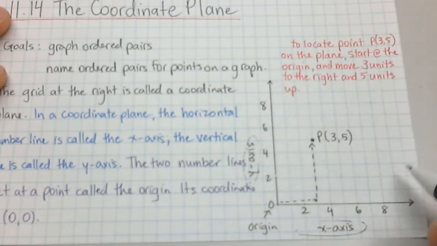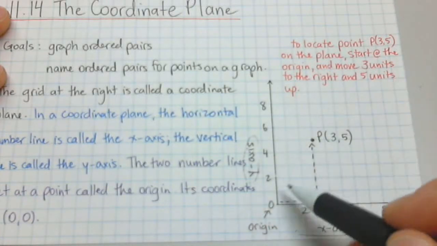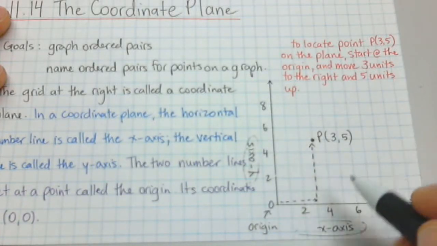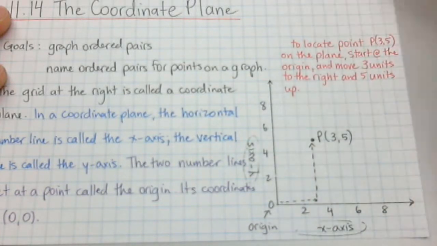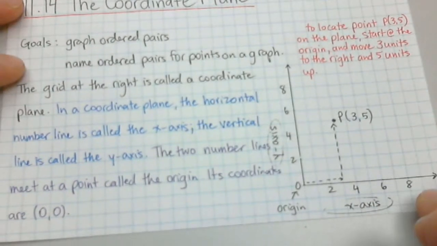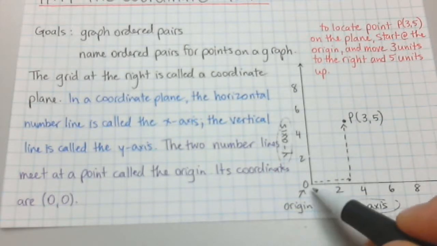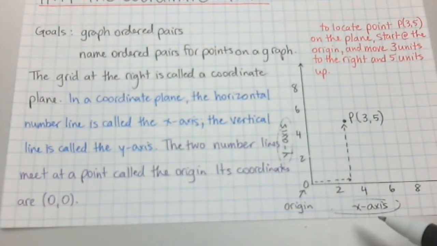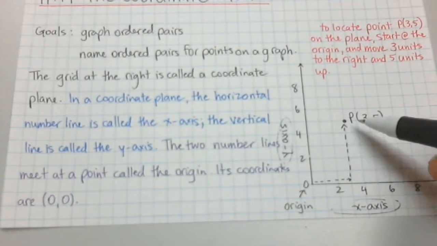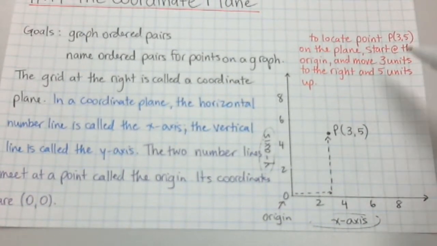Notice that these have little arrows to show that the line goes on from 0, 0. This is called the origin. It goes on infinitely up and infinitely to the right from the origin. So the two number lines meet at this point, which is called the origin, and the origin's coordinates are 0, 0.